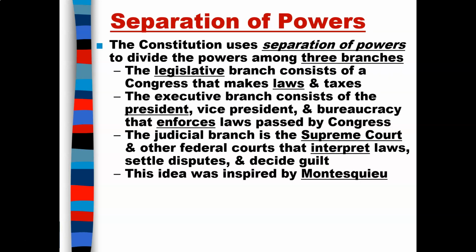Separation of powers. The Constitution uses separation of powers to divide the powers among three branches. The legislative branch consists of a Congress that makes laws and taxes. The executive branch consists of the president, vice president, and bureaucracy that enforces laws passed by Congress. The judicial branch is the Supreme Court and other federal courts that interpret laws, settle disputes, and decide guilt. This idea was inspired by Montesquieu.